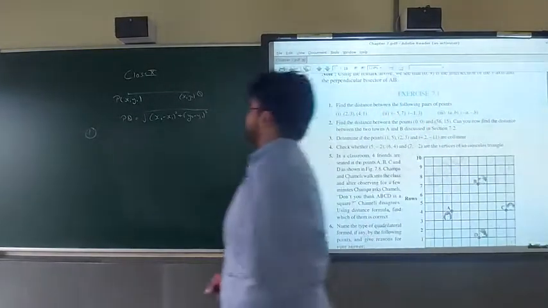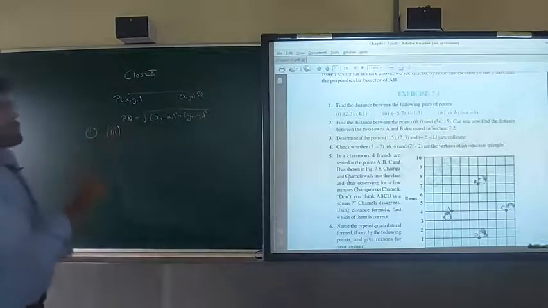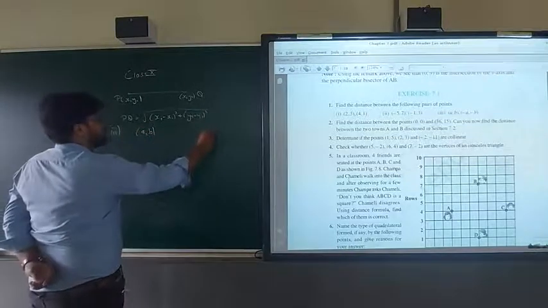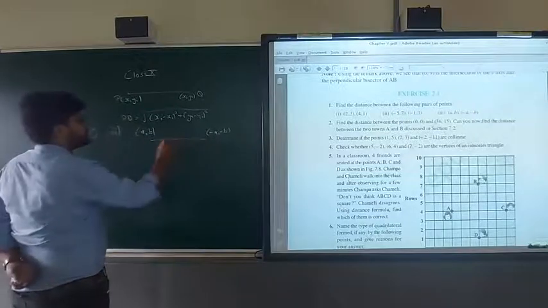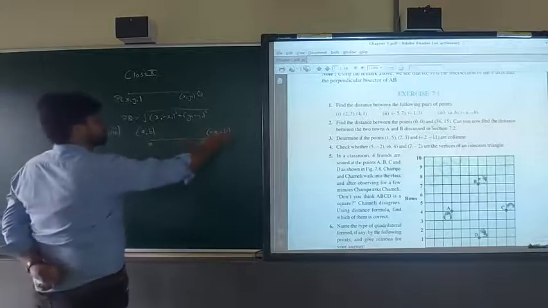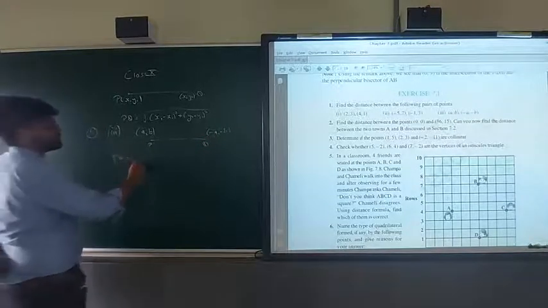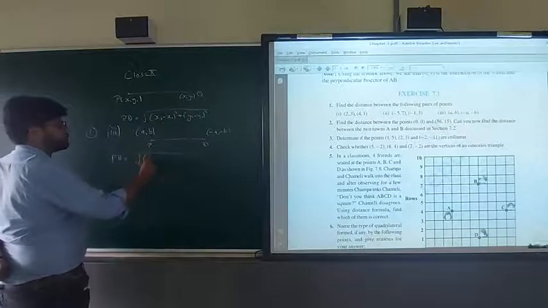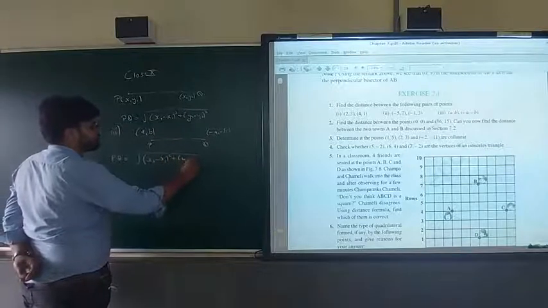Now the third part is a comma b and minus a comma minus b. Again the distance between P and Q, it will be x1 y1, this will be x2 y2. You can take any one as x1 y1, x2 y2, it's your choice. Now the x2 minus x1 formula, plus y2 minus y1 square.